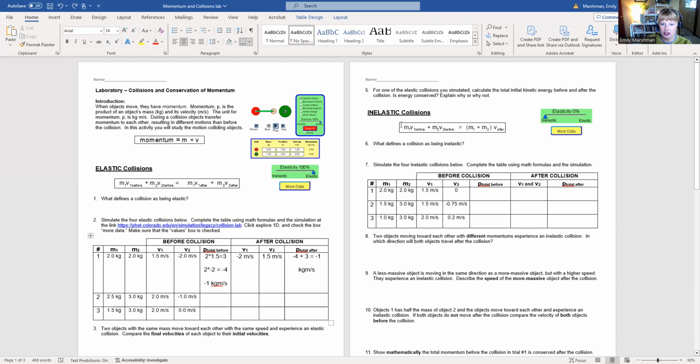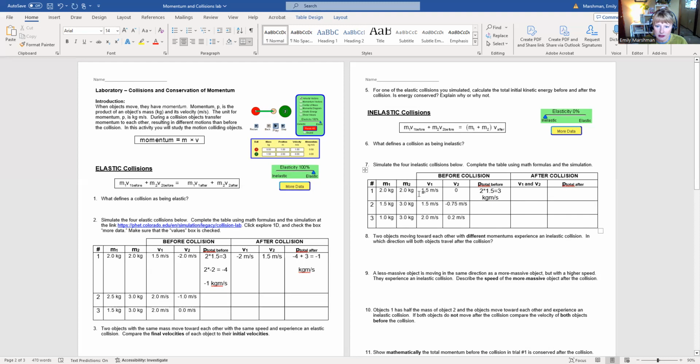Let's run the simulation for an inelastic collision where I have mass 1 and mass 2 both at 2 kilograms. In this case, the velocity for mass 1 will be 1.5 and the velocity for mass 2 will be 0 before the collision. The momentum before they collide, let's calculate that. It's going to be mass times velocity for the first one. So that's going to be 2 times 1.5. That's going to be 3 kilogram meters per second.